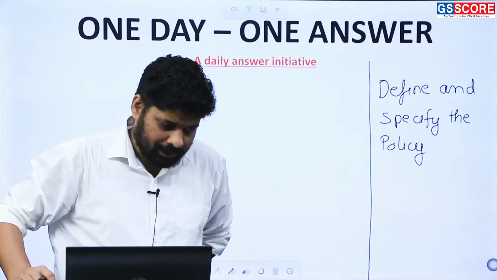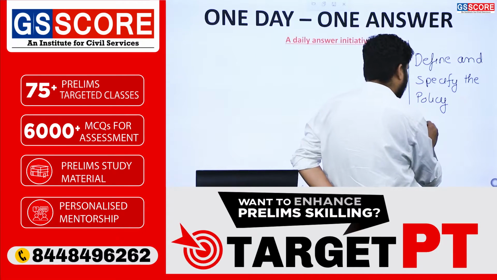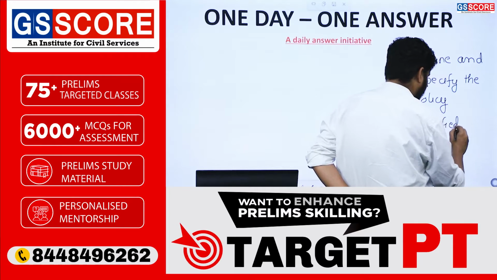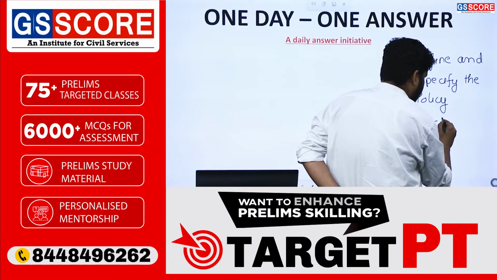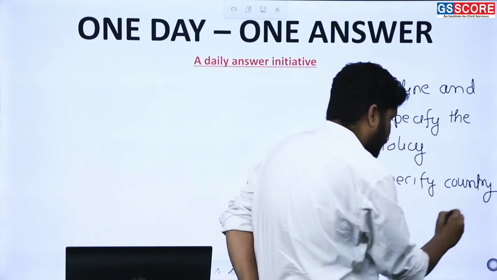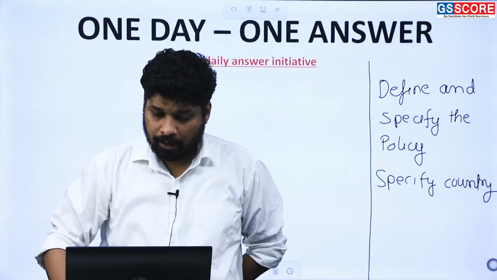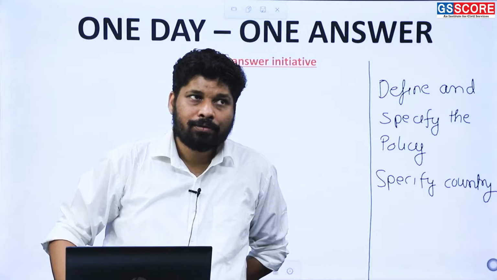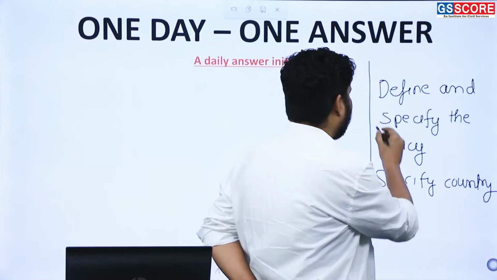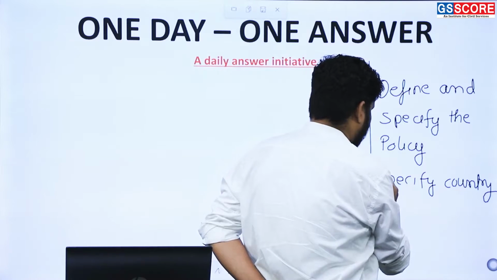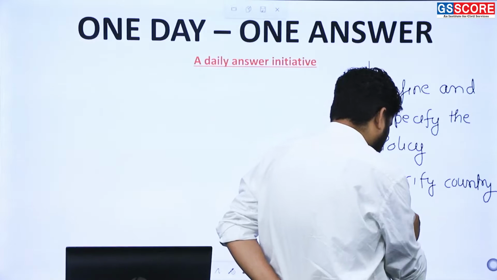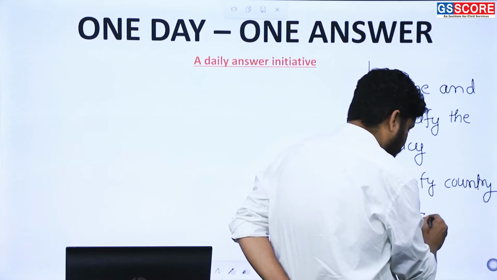Second thing, it also has to be specified which country is adopting the strategy. Third, to an extent provide the origin and the reason. Objective is fine, but also the origin and the reason why that policy has come up in a historical context. So, one line on historical context.